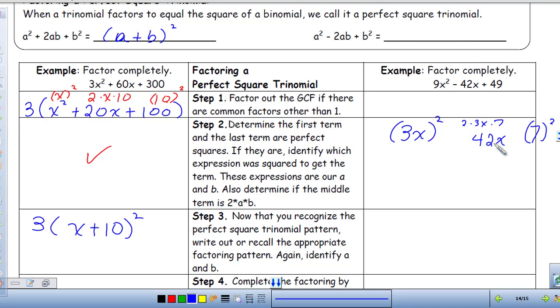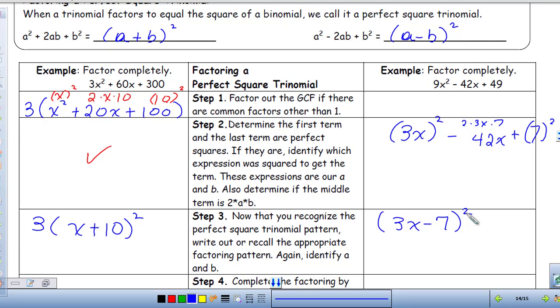What's different from the first one is the sign. The middle term is minus. So if we have a perfect square at the beginning, a perfect square at the end, and 2ab in the center, but it's minus, this factors as a minus b squared. Now that we've identified a as 3x and b as 7, and we had a minus in the middle, this is going to factor as 3x minus 7 squared.